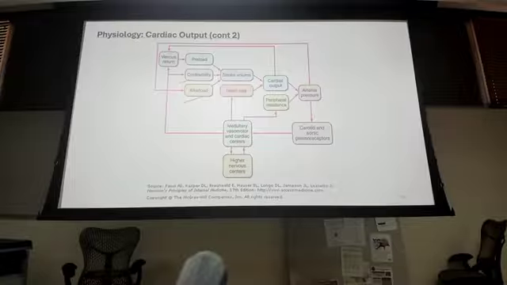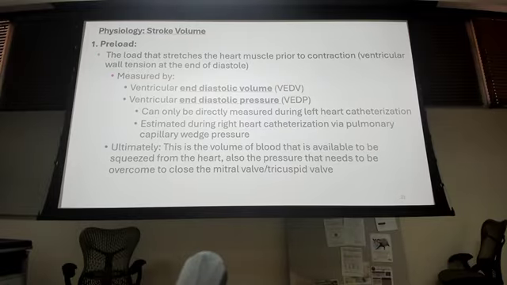And then we also talked about how afterload actually has an inverse relationship where the higher the afterload, it actually decreases your stroke volume because you're having to work harder to get blood out of the heart. Okay, so too much afterload is a bad thing and will decrease your stroke volume.